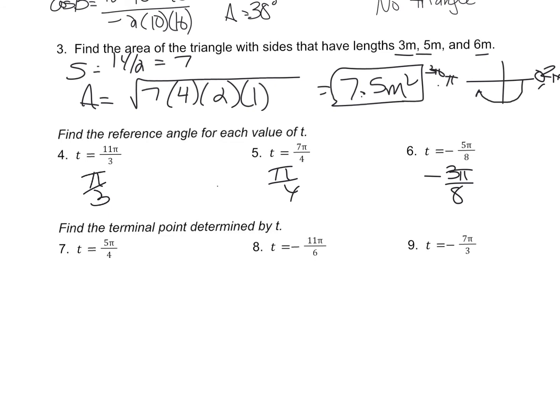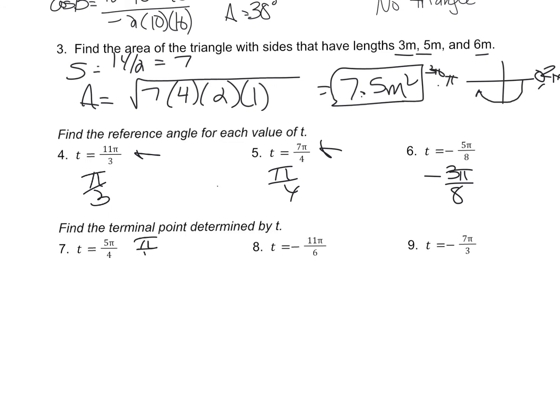So again, 4, 5. If it's pi over 3, pi over 4, pi over 6, or pi over 2, you can drop the top. Otherwise, you've got to figure out how far away from the next whole number you are. Number 7, find the terminal point. Okay, 5 pi over 4. Remember, unit circle, the reference angle. I'm just going to go this way.